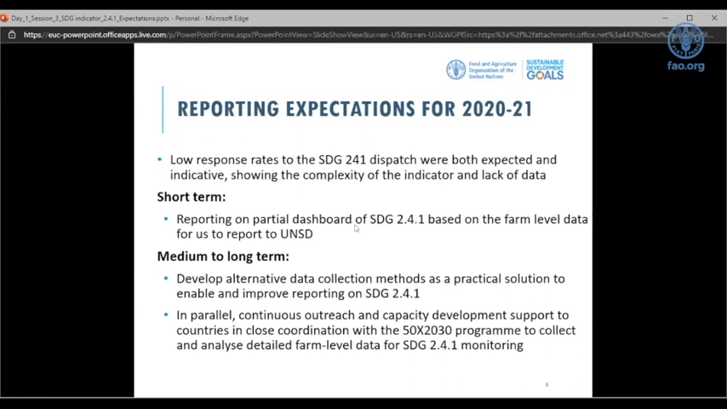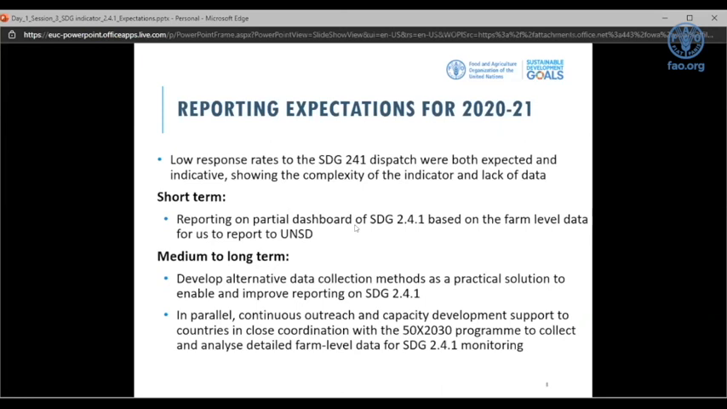Now, on the reporting expectation for 2.4.1, we didn't expect much. We received a low response rate, which was both expected and indicative, showing the complexity of the indicator and the lack of data. In the short term, we expect countries to be reporting even using a partial dashboard. So if they report to us, not all the 11, but at least one or two of the sub-indicators, even that is a good starting point.